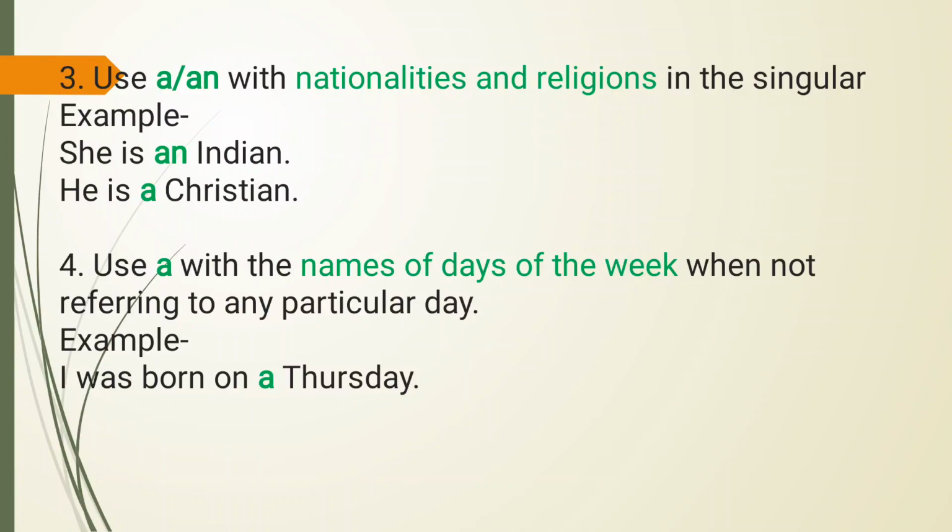Use a or an with nationalities and religions in the singular. Now, when we talk about nationalities and religions, we generally use indefinite article. It can be an, it can be a, depending upon the beginning sound of the word. Now here, she is an Indian. We are talking about the nationality, and this word Indian is beginning with a vowel sound, and that is why we have used indefinite article an.